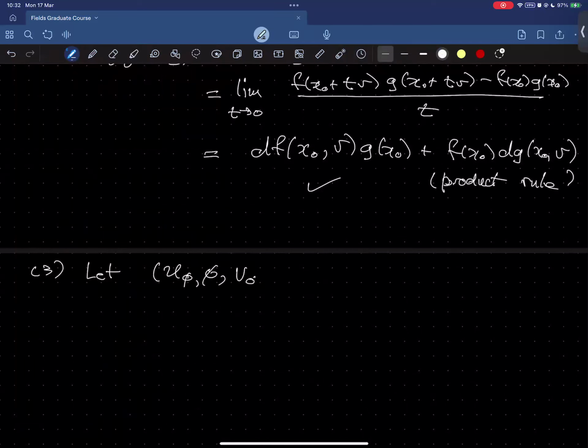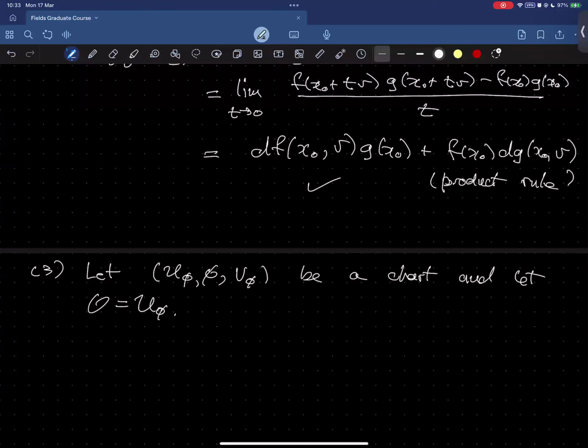Okay, so I take a chart. Sorry, be a chart. And so I'm going to take O, which is essentially what I did in the previous part of the proof too. I take O to be the chart domain. Okay, so basically I'm going to be working in a chart. So first I'm going to prove injectivity.